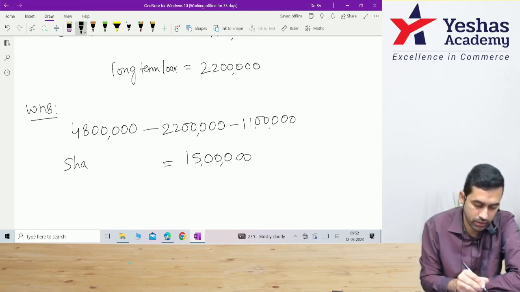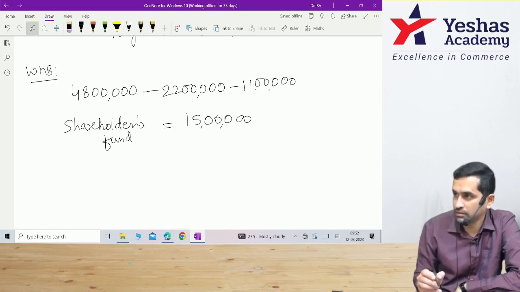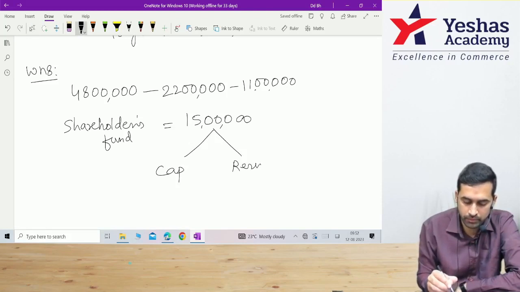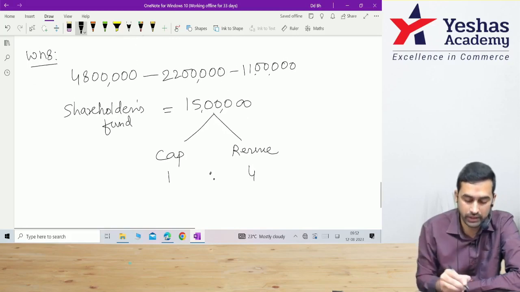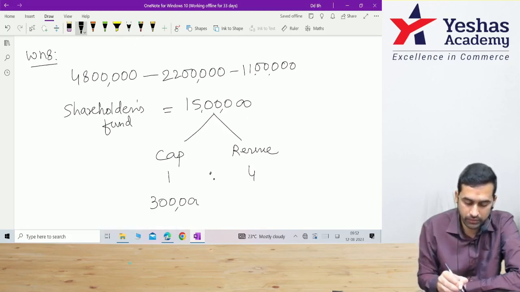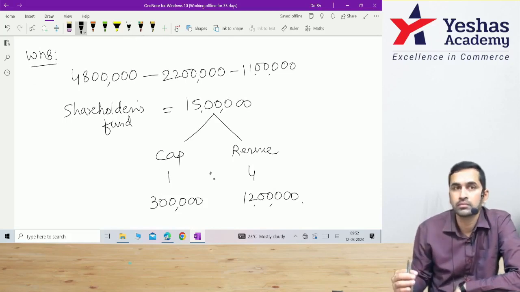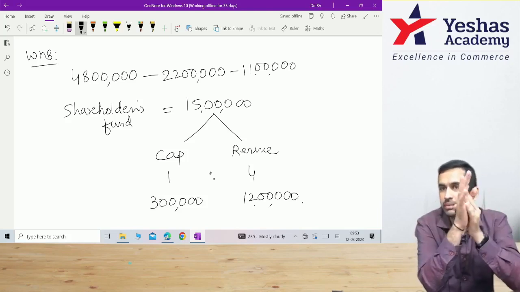This is my shareholders fund, and this has two components, correct? Capital and reserves. That's in the ratio of 1:4. So it is 1/5 and 4/5, 3 lakh and 12 lakh. I think with this my balance sheet will be done.